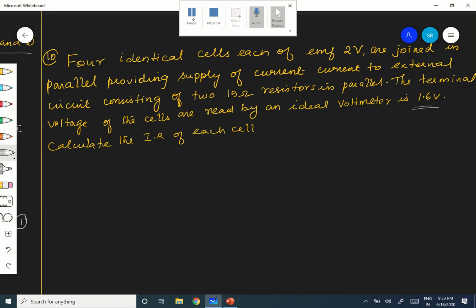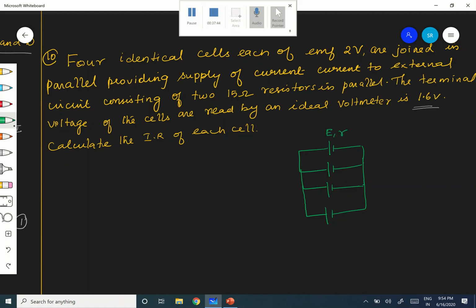4 identical cells, each of EMF 2 volt, are joined in parallel. How many cells are connected? 4, and they are connected in parallel. Draw the circuit, but you have to understand the circuit from this statement. Each has EMF of 2 volt and the internal resistance, let it be r. Identical cells means all have the same EMF and the same internal resistance. Therefore, E is nothing but 2 volt, and r.